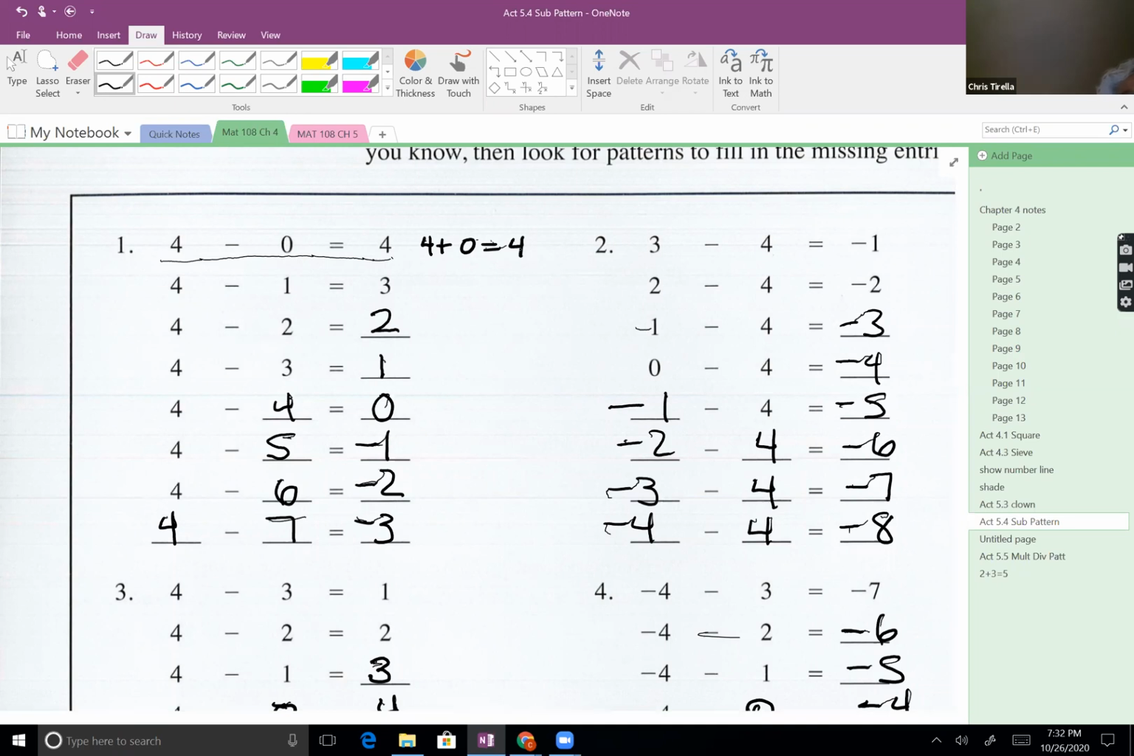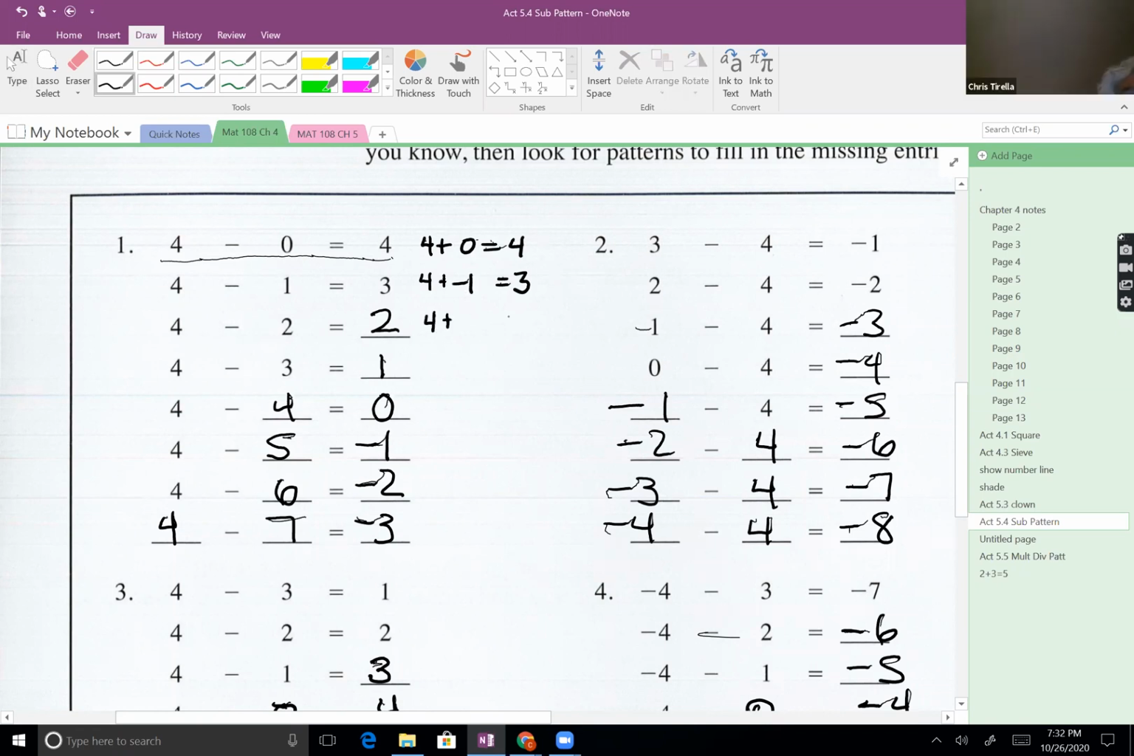Four minus 1 is 3. What would I add to 4 to get 3? -1. Beautiful.